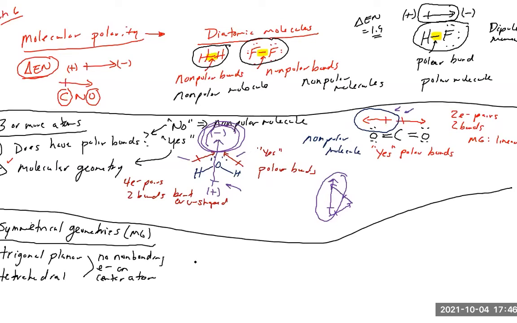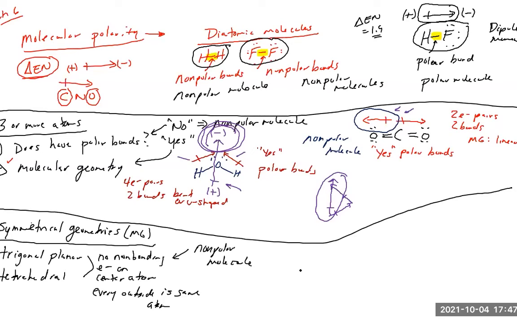If you have this situation where there's no non-bonding electrons on the center atom and everything on the outside is the same atom, this will basically lead to a very symmetrical situation where everybody is equal and opposite of each other, and it will basically be a non-polar molecule.